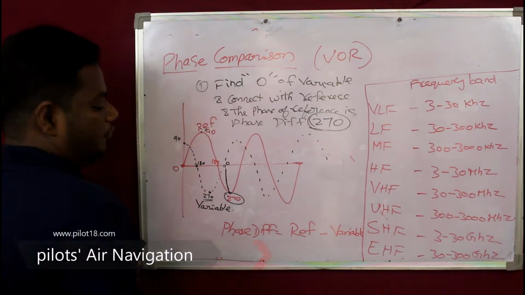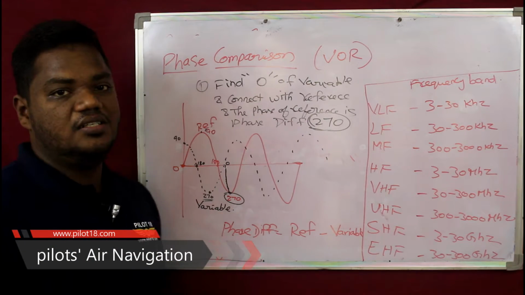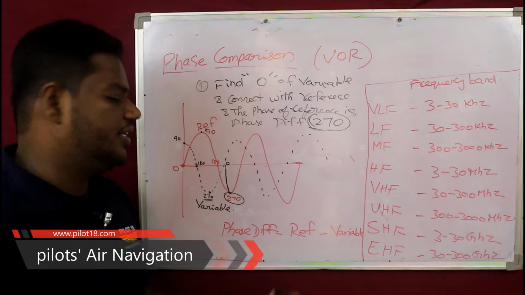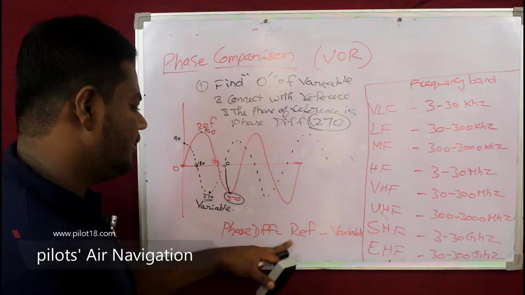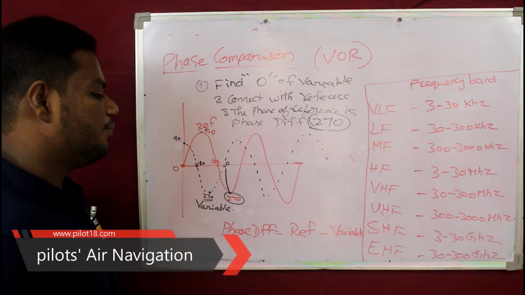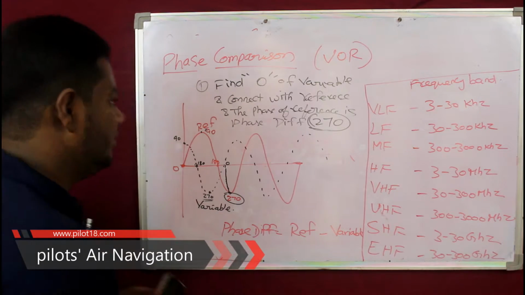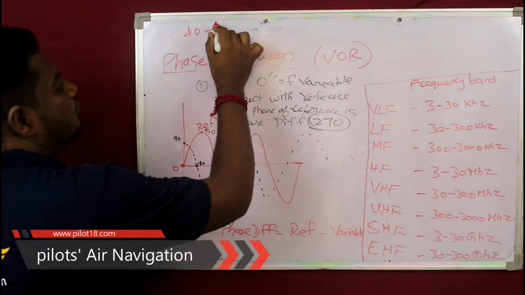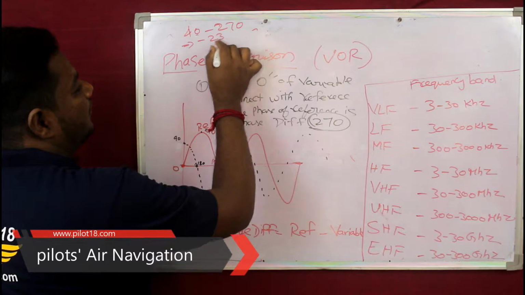So in exams, if you are provided with the reference as 270 and the variable as 90, then it's simple. Reference minus variable, you just simply subtract and you get the answer. And in some questions, it will be reference is 45 and variable is 270, right? So in that case, 45 minus 270 means you will have an answer of negative 225.